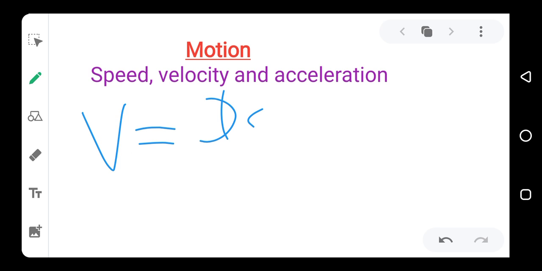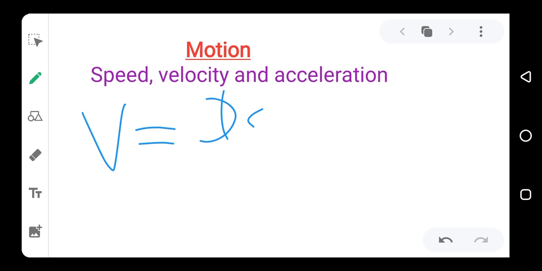Now, the distance that is covered in a given direction is actually called displacement. So there is a small difference, or we just use another term to show a distance covered in a given direction and distance covered in a non-specific direction. So in velocity, we consider what we call displacement. So we say displacement over time.